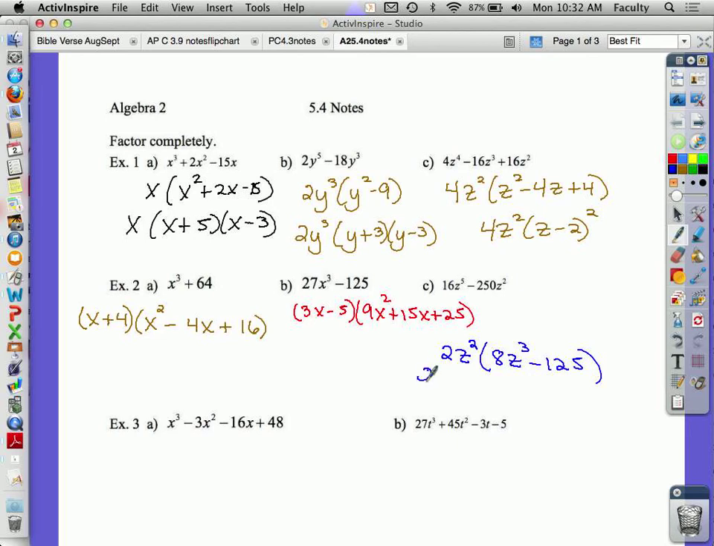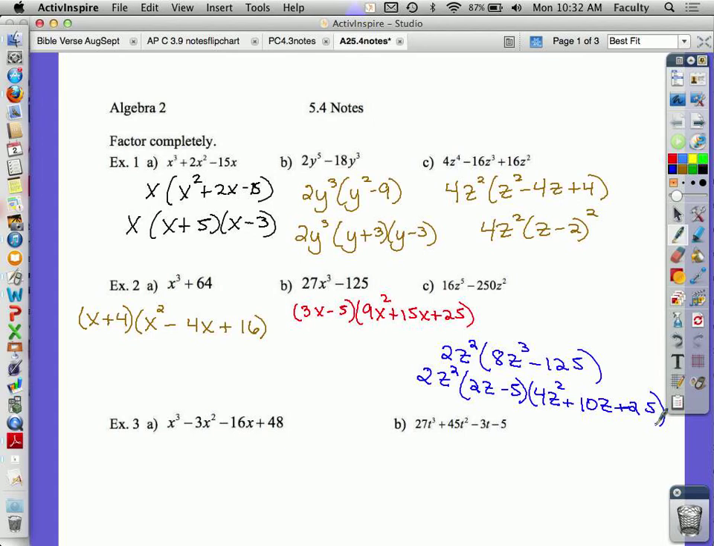All right, now we have a difference of 2 cubes, so it's 2z minus 5, 4z squared, opposite sign, 10z plus 25. Okay, are we getting the hang of the sum and difference of 2 cubes now? Okay? All right, example 3.